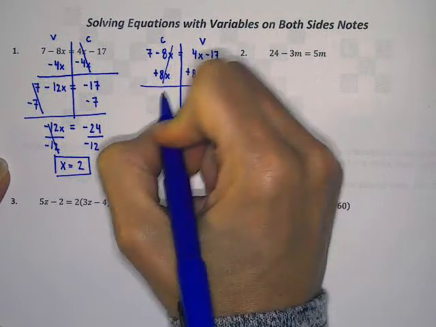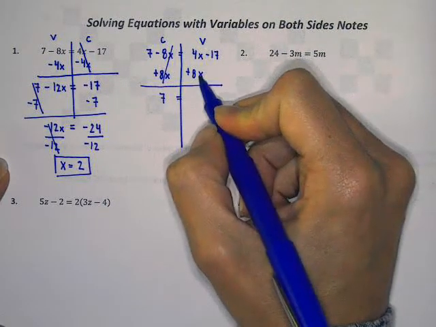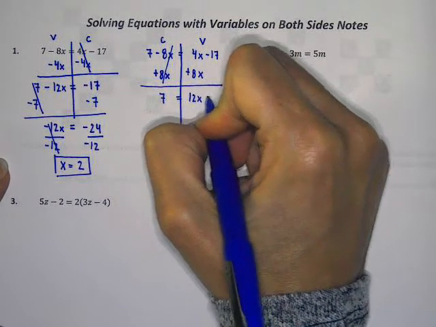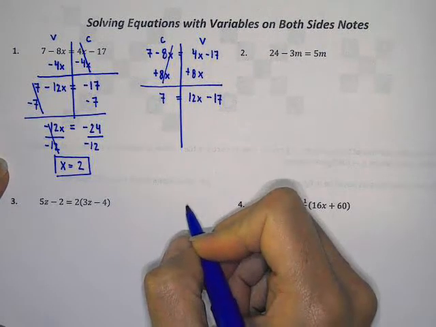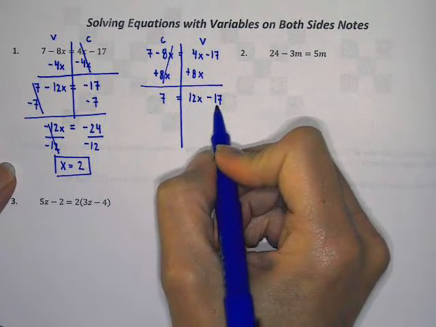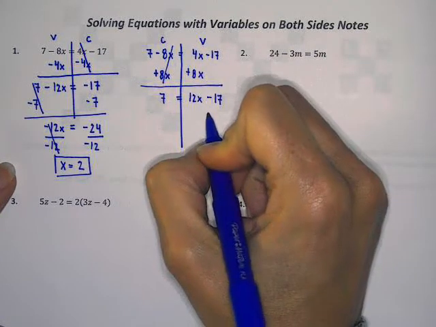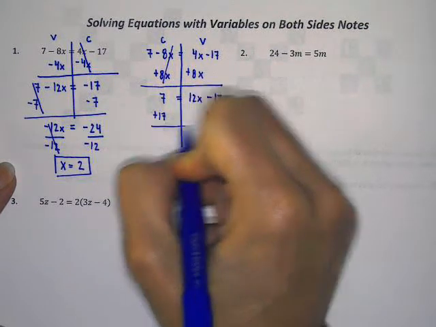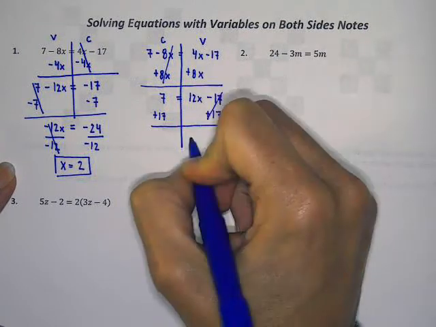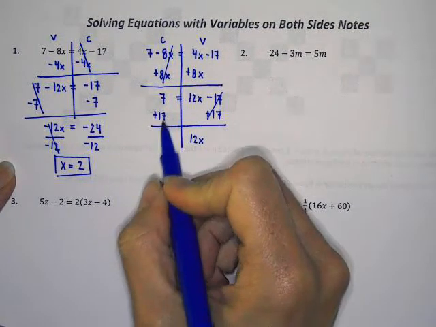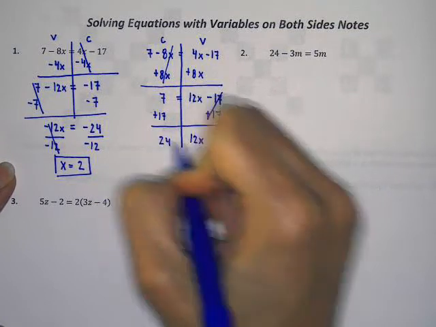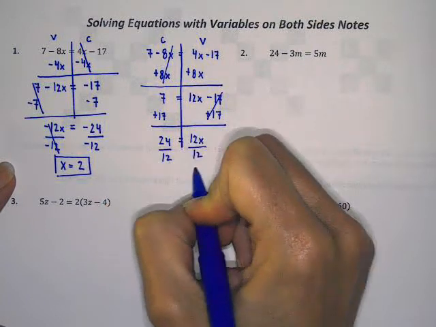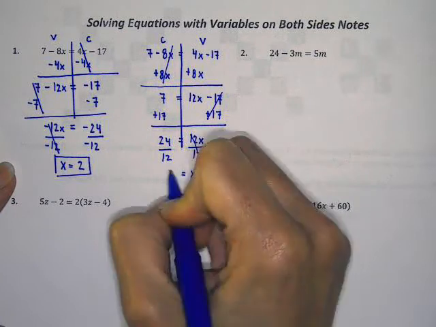So now my x terms are going to cancel. My 7 comes down. On this side now I have an 8 plus 4, so I have a positive 12x minus 17. Now, I want to move this constant over here. So again, we use our inverse operations. The inverse of subtraction is addition, so I'm going to add 17 to both sides. So this is going to cancel. I'm left with 12x on this side. My 17 plus 7 is a positive 24. And so now to get x by itself, I divide by 12. And I still get x is equal to 2.